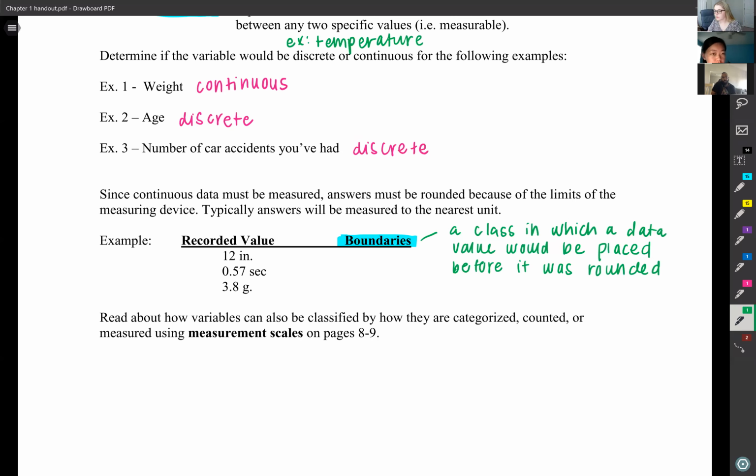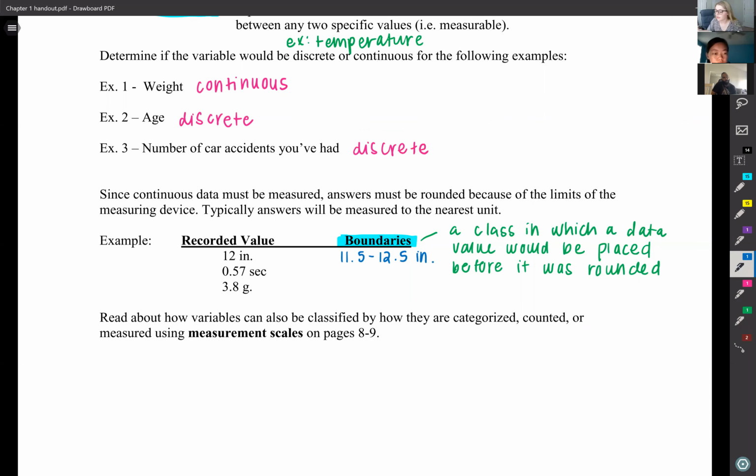So in this example, it gives you a few things. So the recorded value was 12 inches. So let's say our measuring device had to round what it actually measured, and it got a final answer of 12 inches. Well, to look at the boundary, this tells us that the actual value could have been anything between 11.5 to 12.5 inches.